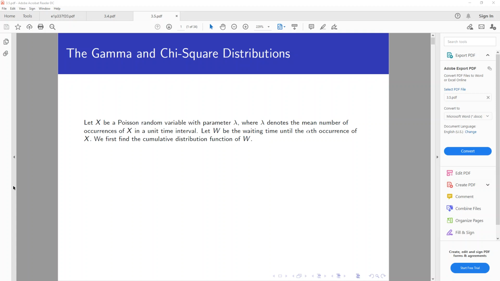In this video, we're going to talk about another continuous distribution, the gamma distribution, and then a special case of that distribution, which is the chi-squared distribution.